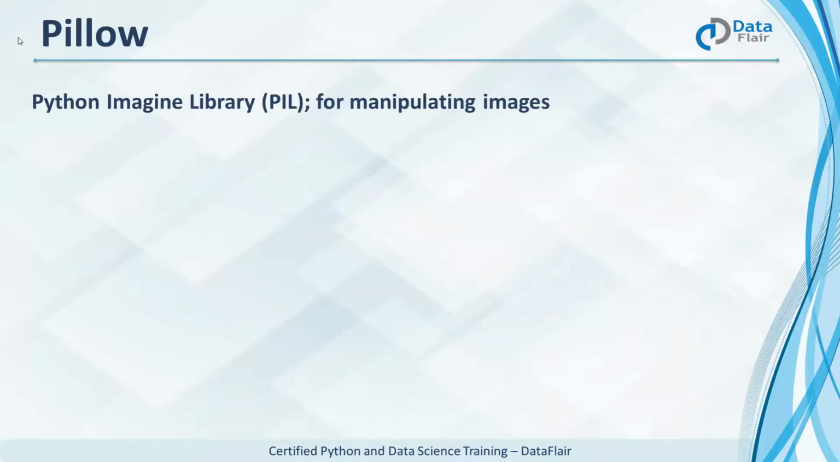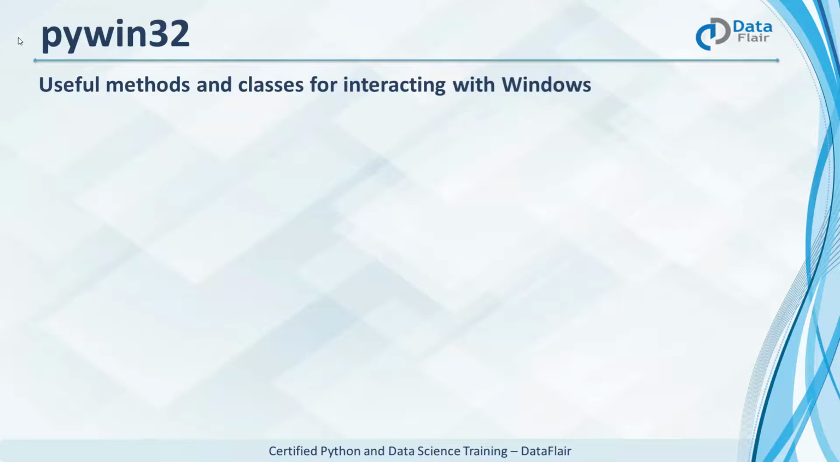Pillow is the Python imaging library, abbreviated as PIL. It supports opening, manipulating, and saving images in different file formats. It is user-friendly. Pywin32 has many methods and classes to let us interact with Windows.